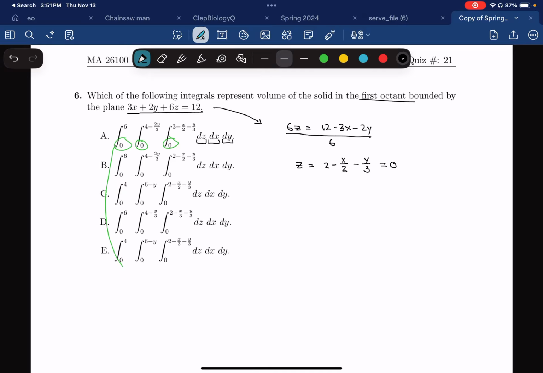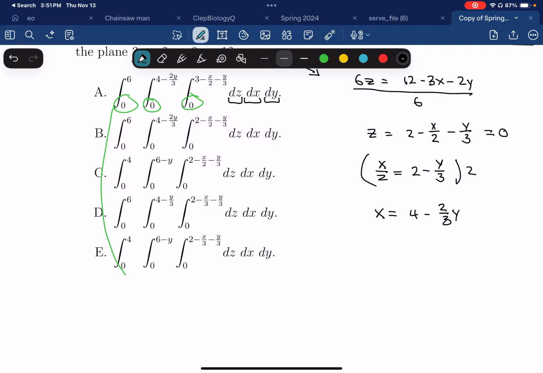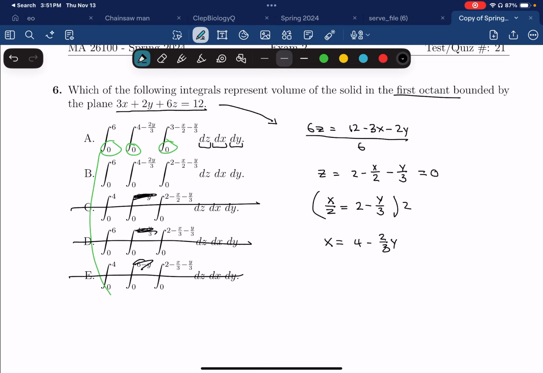So now, if our next thing is x, we just do the same thing. Now we know that x over 2 is equal to 2 minus y over 3. If we multiply everything by 2, you get x is equal to 4 minus 2/3 y. So we can already start eliminating some answers. We know it won't be this one because it's y minus 6. No, it can't be this one because it's 4 minus only y over 3. Can't be E either. So now we're just left with the answer choices A and B.